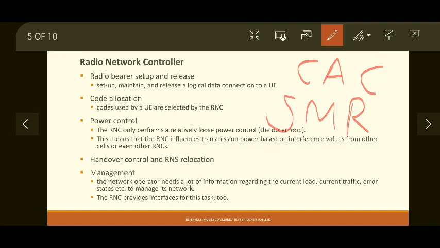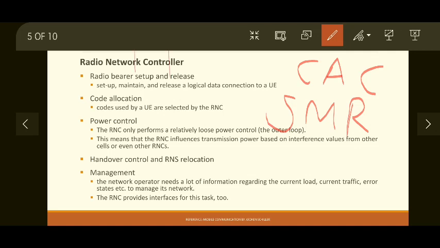Now in this case we are using CDMA technology. So for CDMA, each user will require a separate code. Now we will allocate that code. That code is allocated by the RNC to each user.